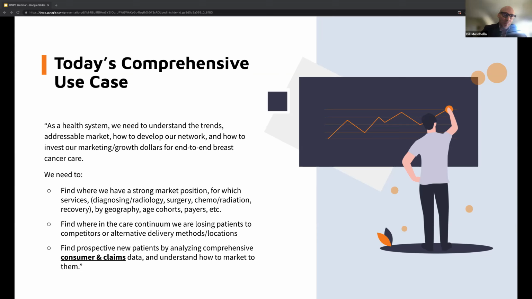So as a health system, we need to understand the trends, addressable market, how to develop our network, and how to invest our marketing growth dollars for end-to-end breast cancer care. So we've identified strategic planning, facility expansion, physician recruitment, referral, direct-to-patient and consumer marketing, top-line service growth, network management, possibly ACO and at-risk contracts with providers and specific populations. So this use case touches everyone, really, at some level.